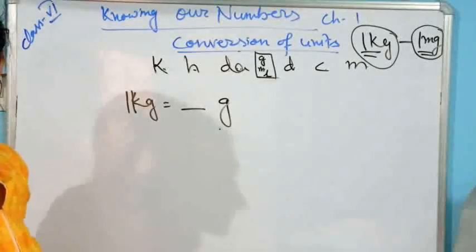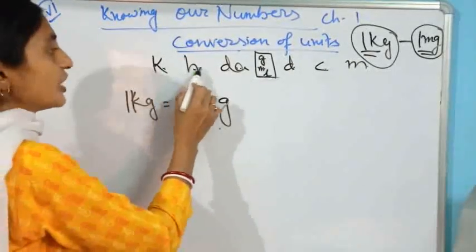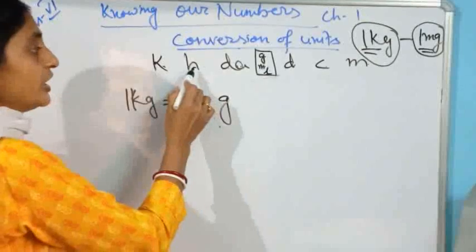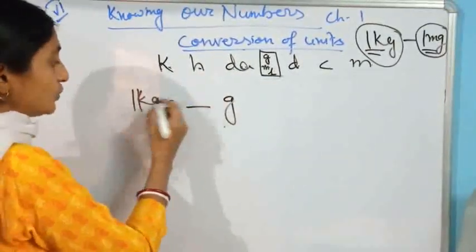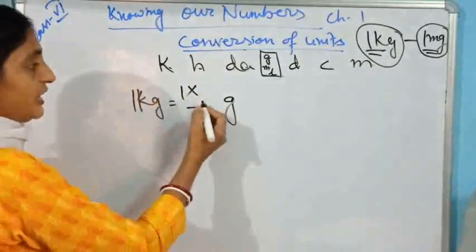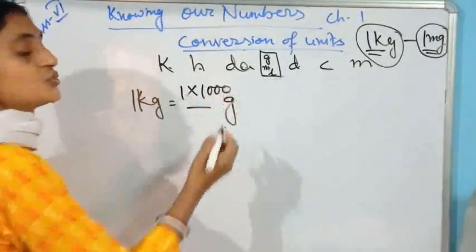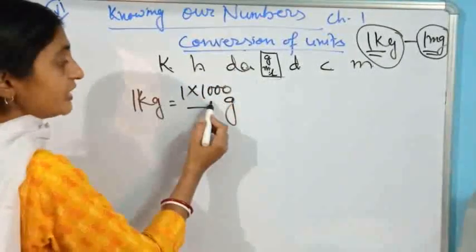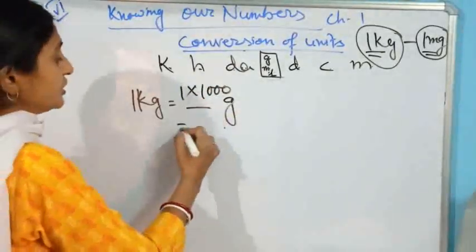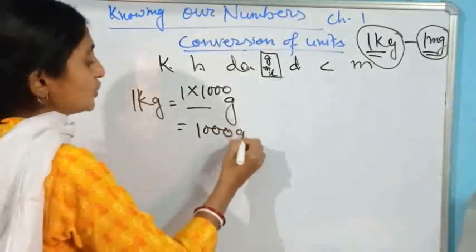Suppose you are asked 1 kg equal to how many gram. What can you do? The easiest way: how many places are we moving towards the right hand side? Here it is 1, 2, 3. That means we multiply the 1 of 1 kg by 1000. The number of places we move towards the right side means that many zeros will be there. So that is equal to 1000 gram.